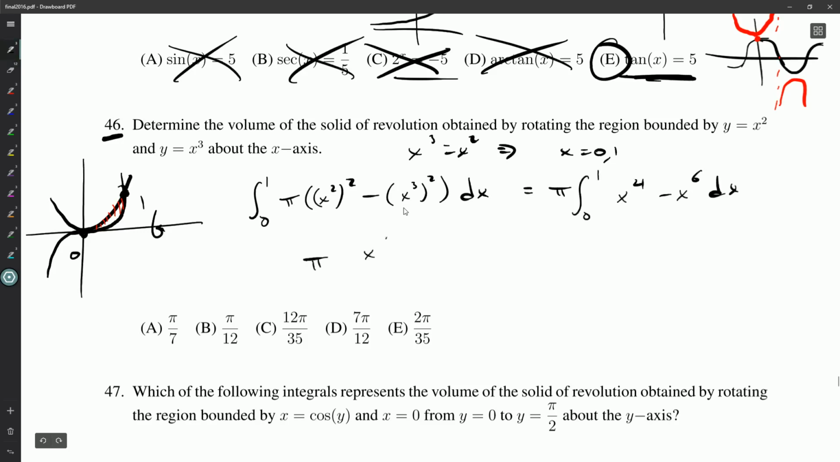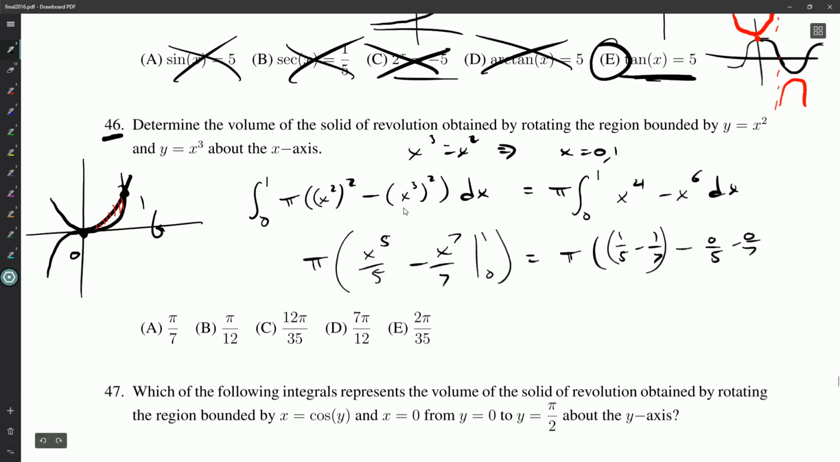And so we will get x to the 5 over 5 minus x to the 7 over 7. We're going to go from 0 to 1. So that'll be pi times (1/5 minus 1/7) minus (0/5 minus 0/7). 1/5 minus 1/7, that'll be 7/35 minus 5/35. And so that'll be 2/35 times pi, and that is e.